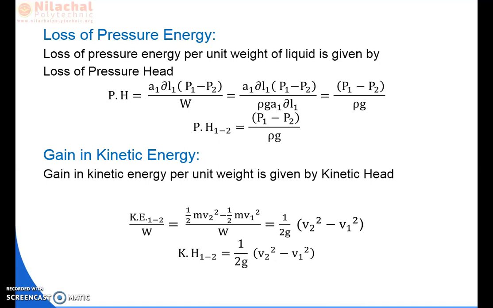If you are considering kinetic head, so kinetic energy 1 to 2 divided by weight. So weight is equal to rho g. We know that mass into acceleration is weight. So mass m is common, half m (v2 square minus v1 square). So m cancels out and the rest of the term is reduced to 1 by 2g (v2 square minus v1 square). This is the gain in kinetic head.